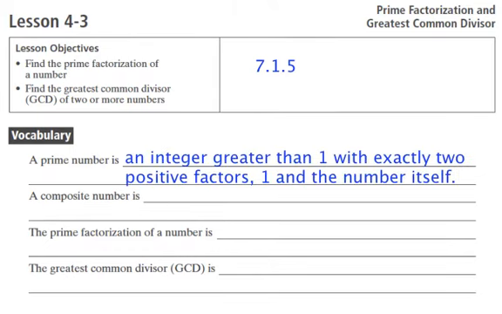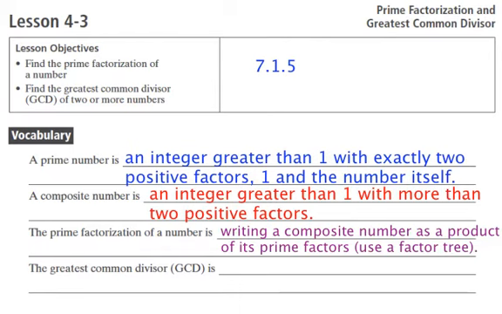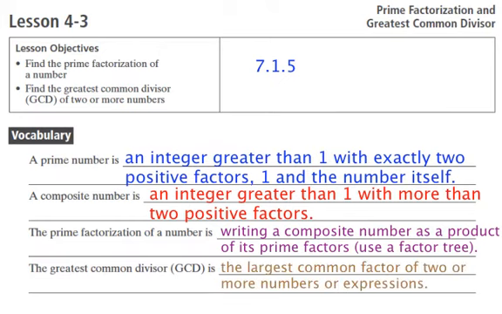A prime number is an integer greater than 1 with exactly 2 positive factors, 1 and the number itself. A composite number is an integer greater than 1 with more than 2 positive factors. The prime factorization of a number is writing a composite number as a product of its prime factors. We'll use a factor tree when we do prime factorization. The greatest common divisor, or GCD, is the largest common factor of 2 or more numbers or expressions.